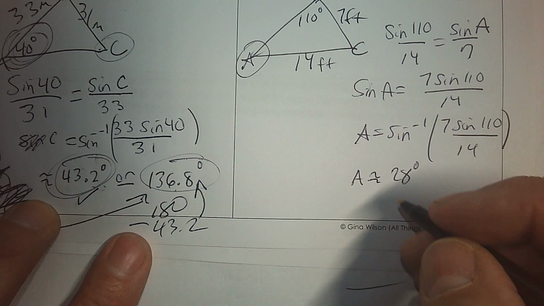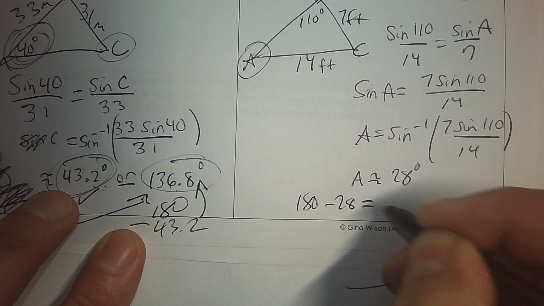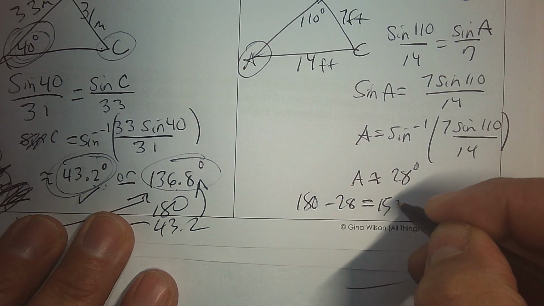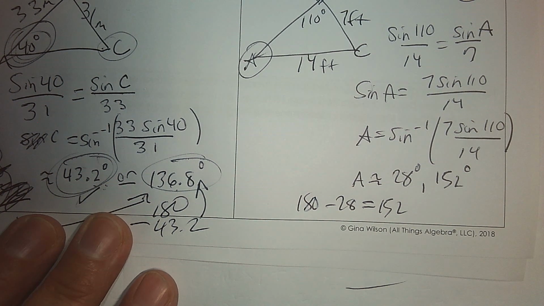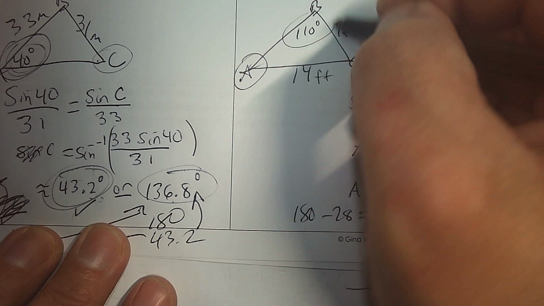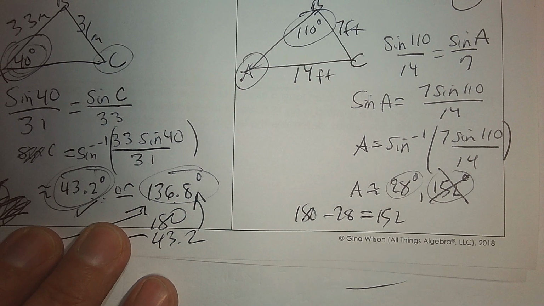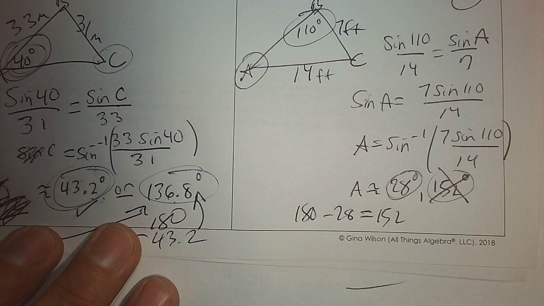So to find the other possibility here, we're going to go 180 subtract 28. So 180 subtract 28 is 152. That's the other possibility that it could be with the law of sines. But the problem is, if you go 110, 28, and 152, that is too large. It's bigger than 180. So the only possibility of that angle could be is 28 degrees. All right, turn the page.